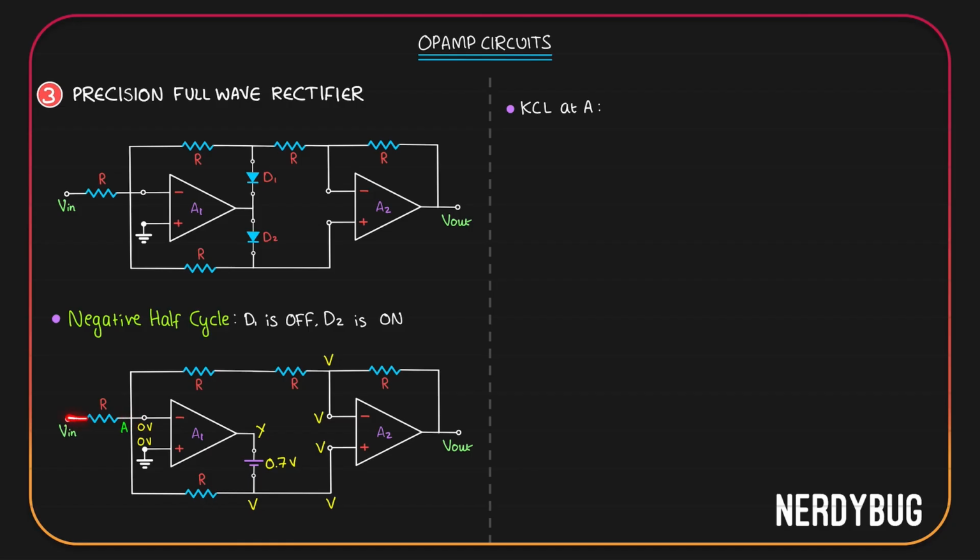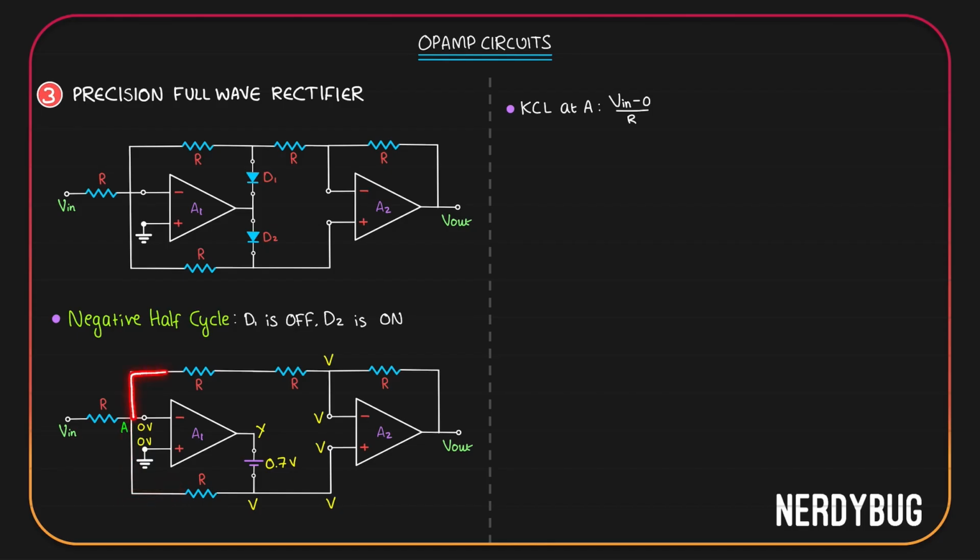One is the current through R, which is V in minus VA divided by R. But VA is 0 volt. So that current is V in minus 0 divided by R. Now this current will entirely flow in this direction. Why? Because it cannot flow through R.